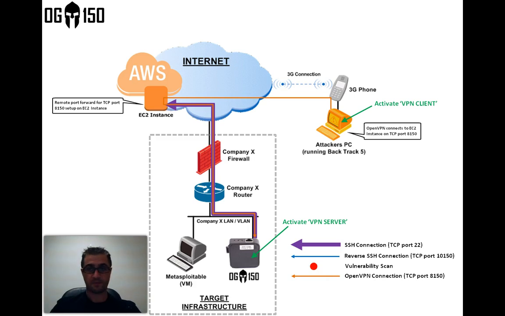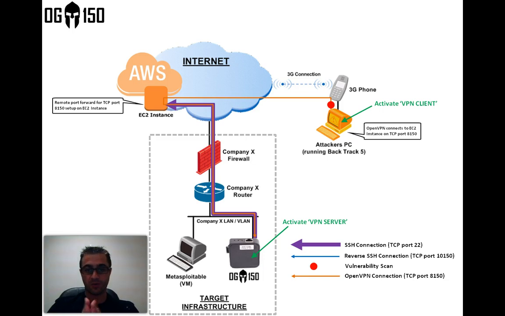So at this point we have a VPN connection from the Backtrack 5 machine to the company's LAN. Okay, really important step. So what does this allow us to do? Well, whereas before we had no direct communication to the LAN, we now tunnel the traffic all the way to the LAN. So notice how the return traffic actually goes back to the OG150. It gets encapsulated inside the OpenVPN tunnel, and then it itself is tunneled inside that SSH connection.